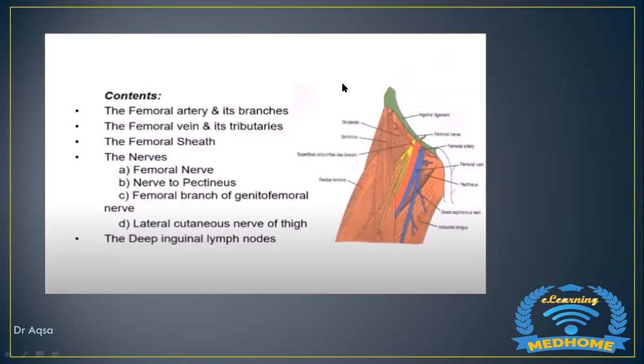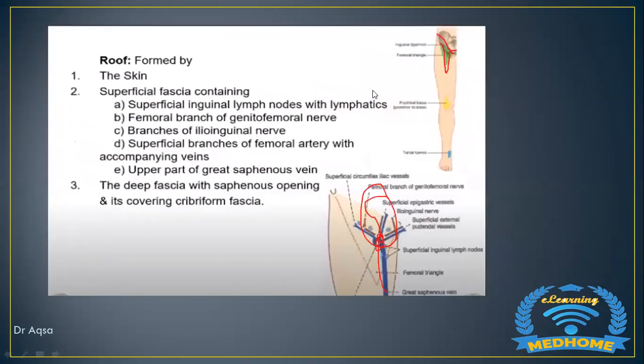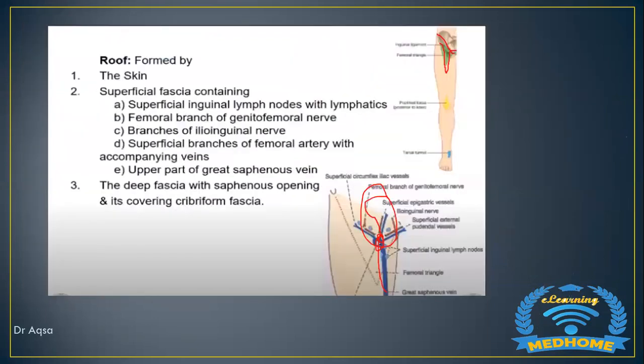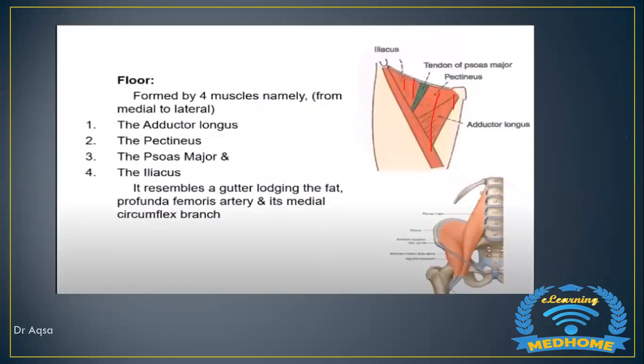Yeah, sure, ma'am. The femoral triangle, the boundaries are the mnemonic SAIL: laterally the sartorius muscle, medially the adductor longus. Base is formed by the inguinal ligament, and the apex by both the medial and the lateral borders. The contents, and even the roof and the floor.